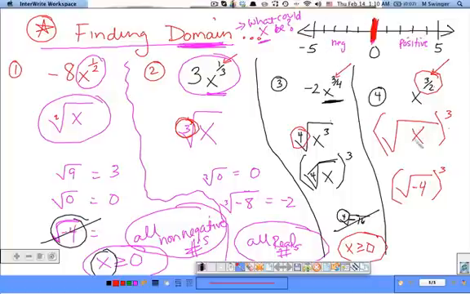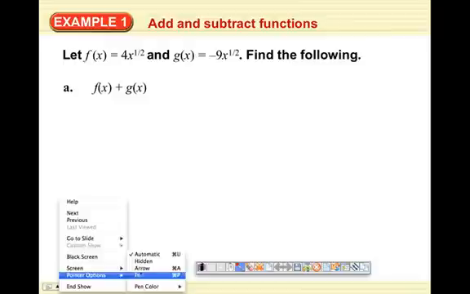Could x be 0 here? Yeah, square root of 0. 0. X could be 0. Could it be positive? Square root of 4. Yes. Good. Could be 0 and above. Once again, the answer is x greater than or equal to 0. All non-negative numbers. There you go. Little lesson on finding domain.